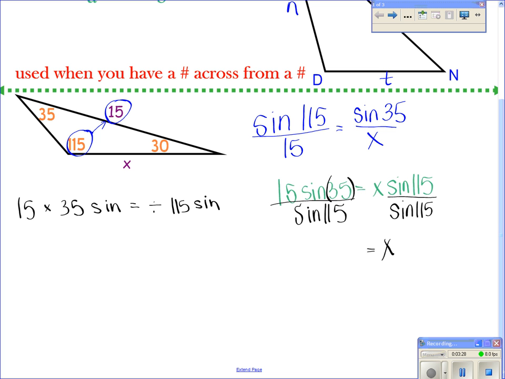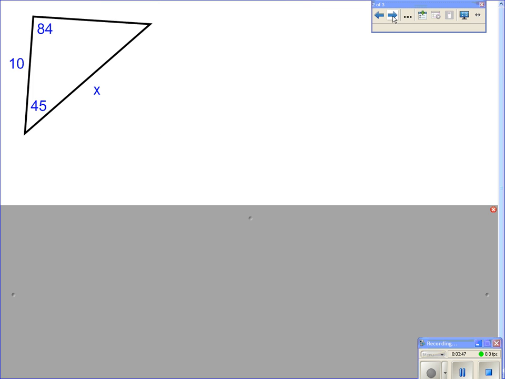What do we get, or what should everybody get? Anyone not able to get that? Anyone still need this slide? Okay, let's try another one.